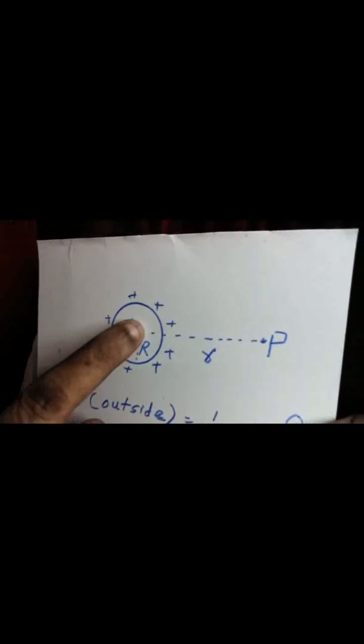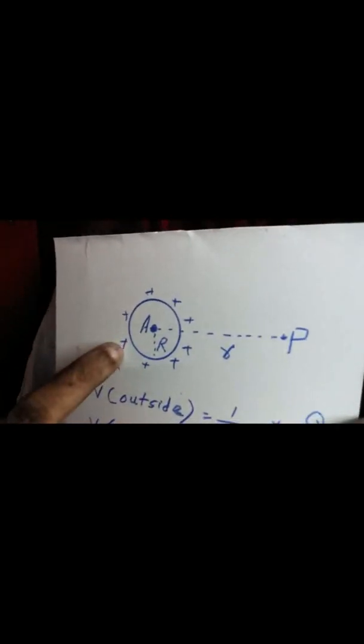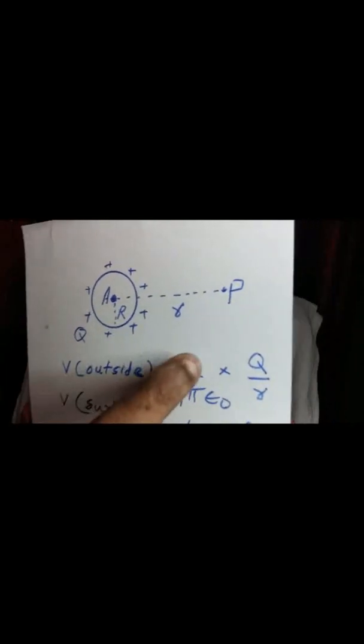This is a charged spherical shell of radius capital R. Charge is Q. P is an outside point, distance small r from the center of the shell. Then electric potential at P, V outside, equals 1 by 4 pi epsilon 0 into Q by small r.